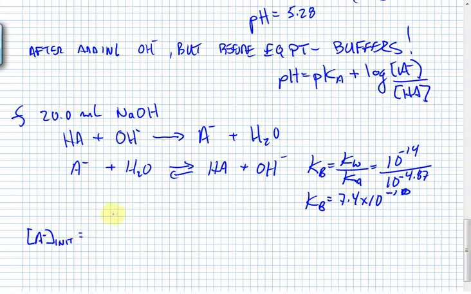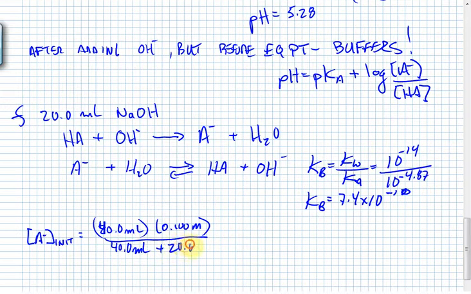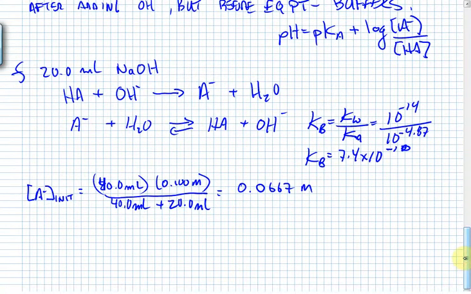Before I do my ice table, okay? I started out with, all of the acid was converted to its conjugate base. So the original millimoles of acid are going to be the original 40 mils that I started with, times its concentration, divided by the 40 mils of volume that I started with, plus the 20 mils that I added. So if I do that calculation, the initial concentration of my A minus is going to be 2/3 of its original concentration. Okay? That's a point that people often miss.